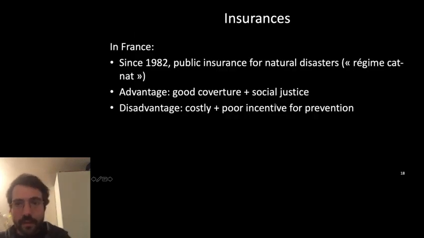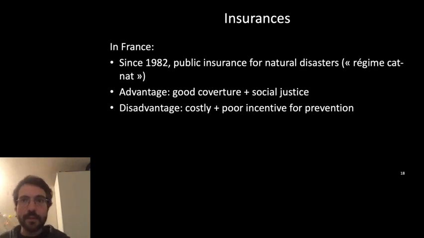Another way, which is complementary, actually it's not a replacement, to reduce our vulnerability to floods, is to use insurances. Here I won't spend much time explaining how insurances against floods work, because it's a very complex subject. But let me just say that this subject is extremely important for what we will say after. It is extremely important to understand why people accept to live in flood-prone areas, or the incentives to live there. And it's also extremely important when you look at the economic consequences of natural disasters.